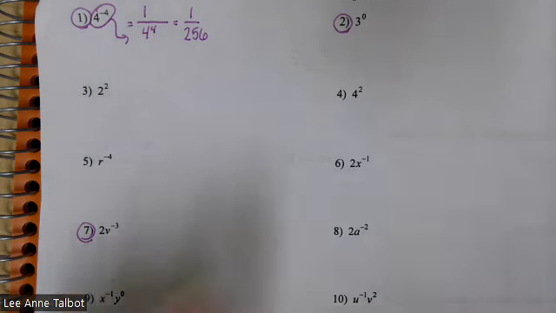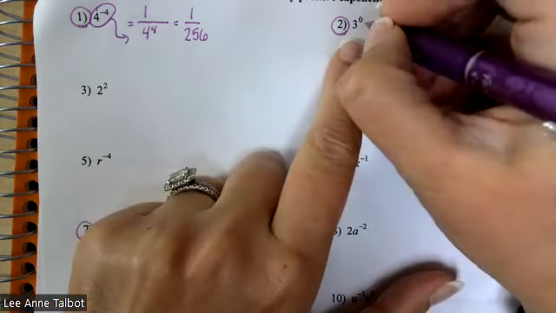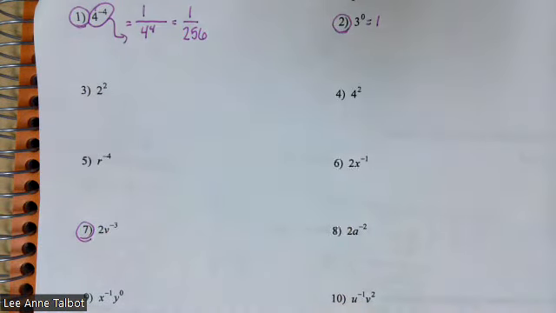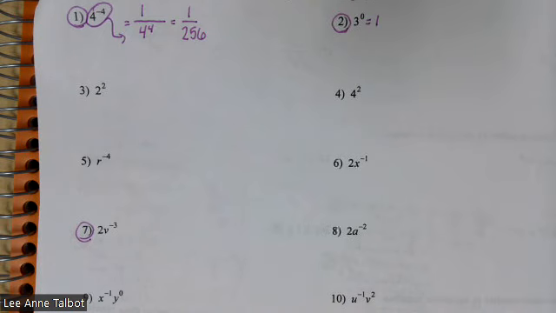Okay, now number 2. 3 to the 0 is what? Anything to the 0 is 1. Smiley face to the 0 is 1. Mrs. Talbot's coffee mug to the 0 is 1.